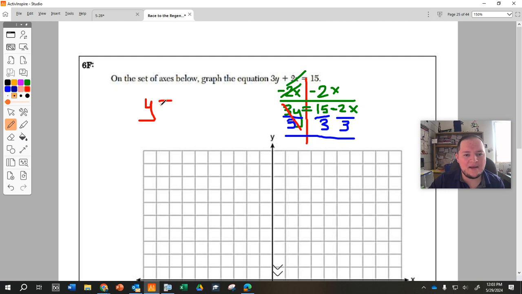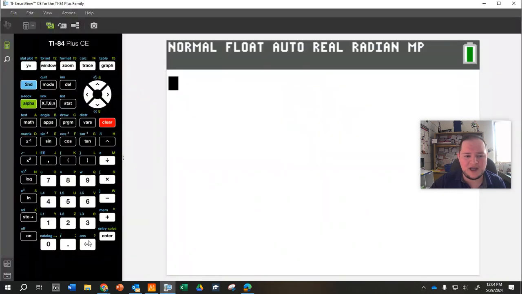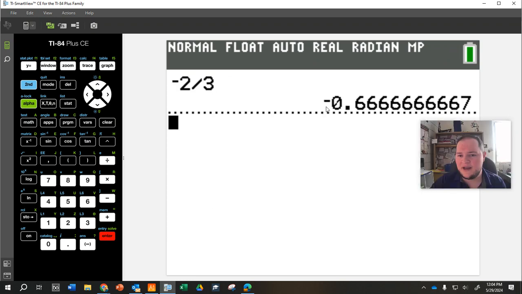So y equals 15 divided by 3 in the calculator, or just think about it, 15 divided by 3 should give you a nice clean 5. Negative 2x divided by 3, well, 2 divided by 3, it doesn't divide nicely. You can take your calculator and double check. If you do negative 2 divided by 3, click enter, you get negative 0.6666 forever.